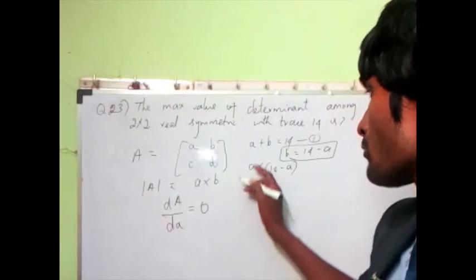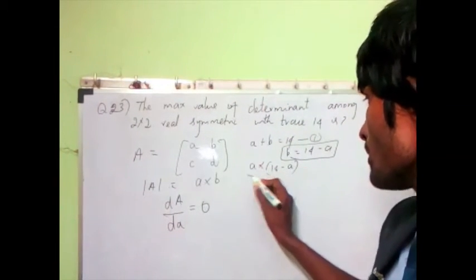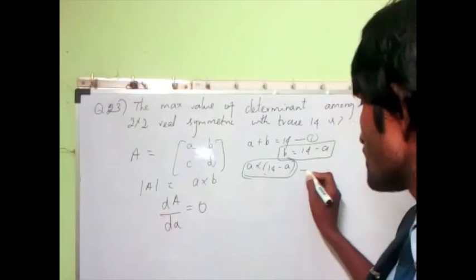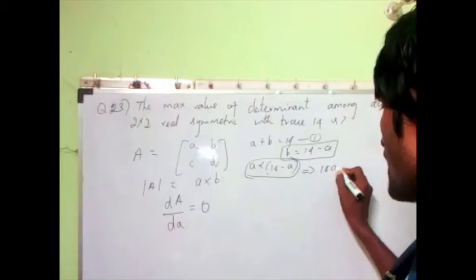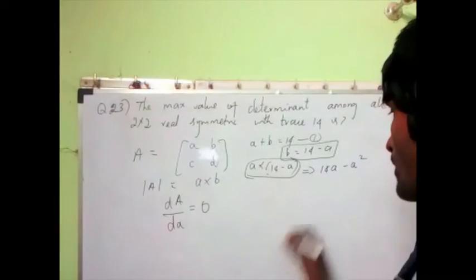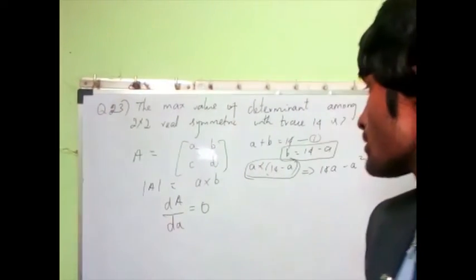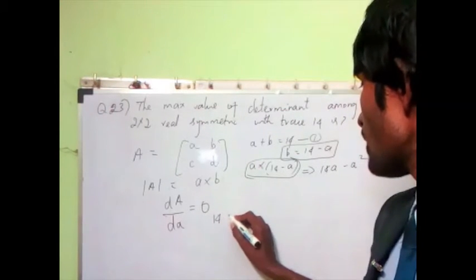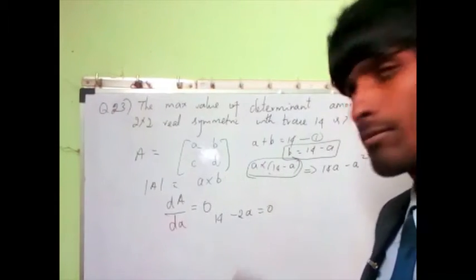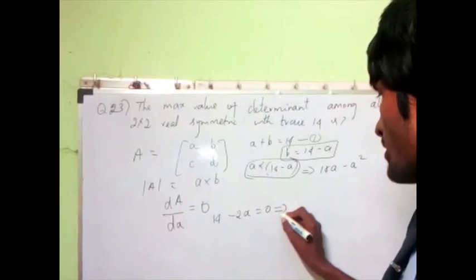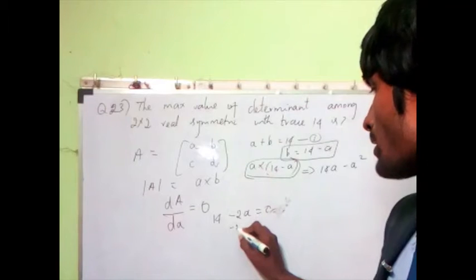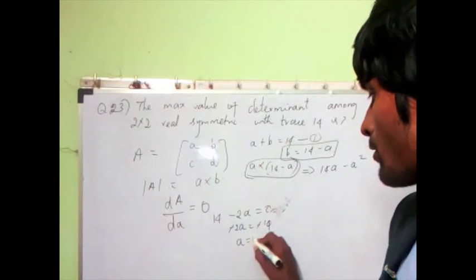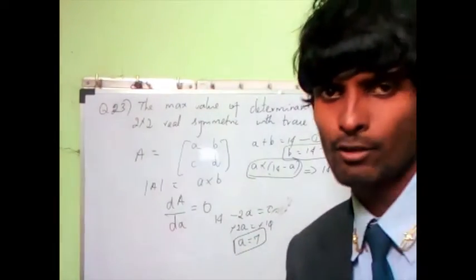If you do that, you should differentiate this. So that implies 14a minus a square. If you differentiate, you get 14 minus 2a equal to 0. Which implies minus 2a is equal to minus 14. Therefore, minus minus cancel, a is equal to 7. Is it right? a equals 7.